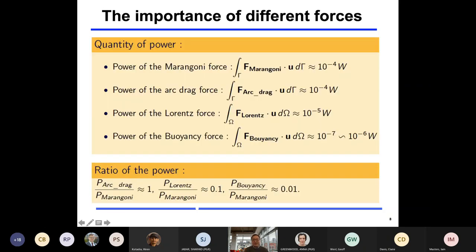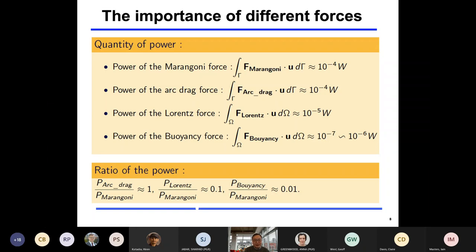So now let's look at the relative importance of these different forces. Generally speaking, we do not have accurate data. We try to measure it, but it has been very difficult. These are the rule of thumb. We look first at the Marangoni force, probably around 10 to the minus 4, and then a similar level for arc drag force, and Lorentz force is one magnitude lower, buoyant force is even lower. Anyway, this would depend on materials.